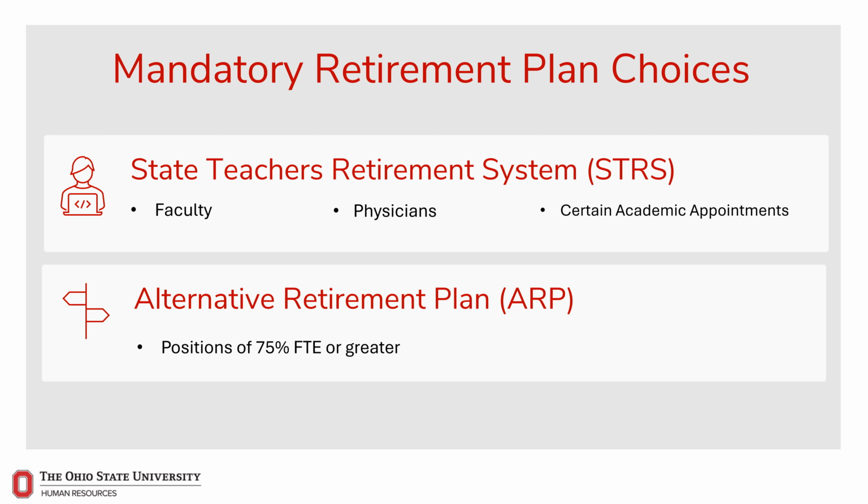If you are in an appointment of a 75% FTE or greater, you are eligible to choose the Alternative Retirement Plan, or ARP, in lieu of participation in the State Teachers Retirement System, STRS. If you wish to select the Alternative Retirement Plan, complete and submit the Retirement Program Election Form within your 120-day election window. Please follow the submission instructions on the form.